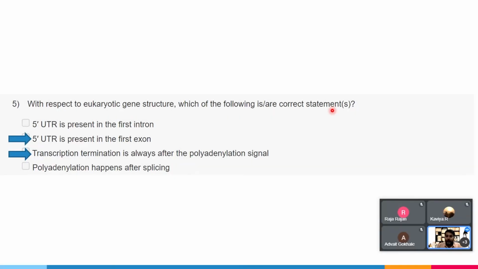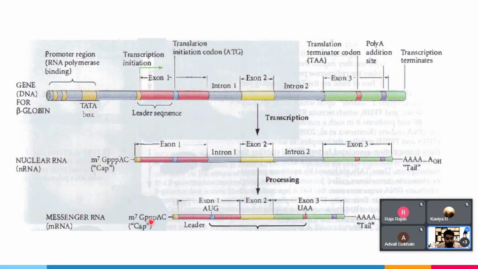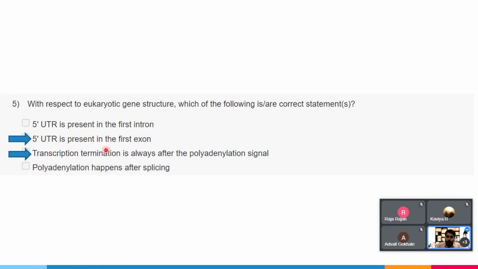So let us look back at the question. With respect to the eukaryotic gene structure, which of the following is correct? The 5 prime UTR is present in the first exon. The 5 prime UTR, as I said, is something that is present in the mRNA. Everything that is in the mRNA should be exon, and thus the 5' UTR is present in the first exon, not intron. Because if it was an intron, then it won't be transcribed and the mRNA won't have it.